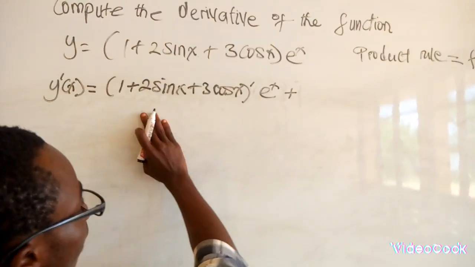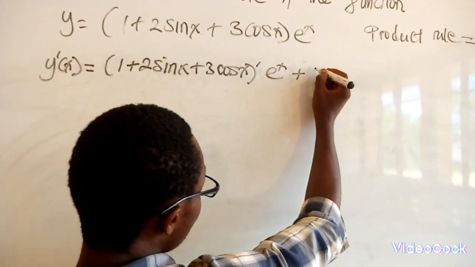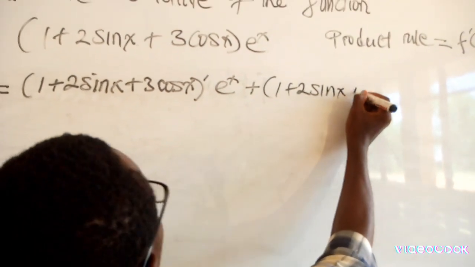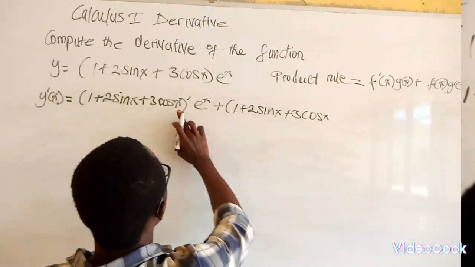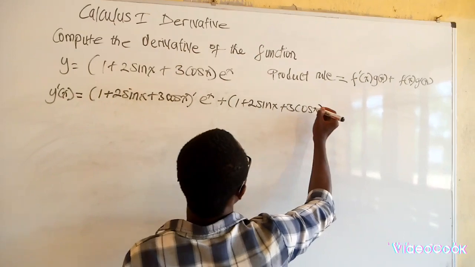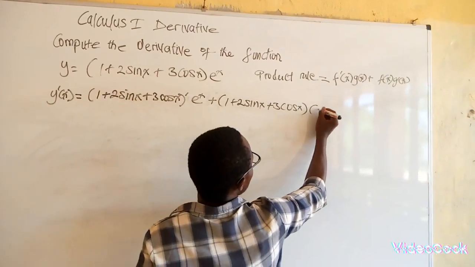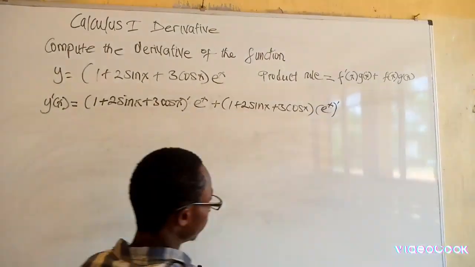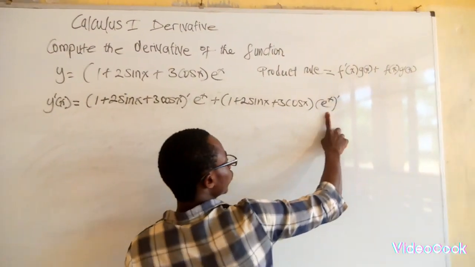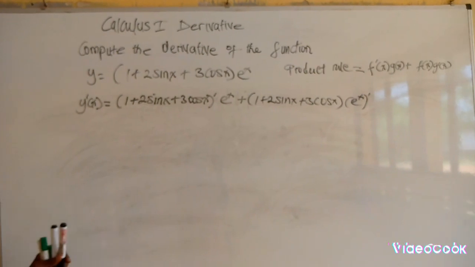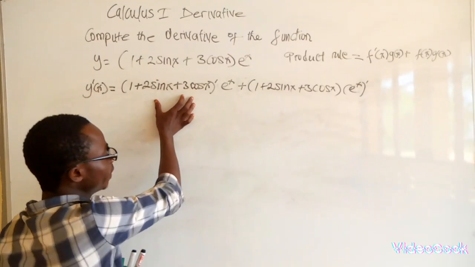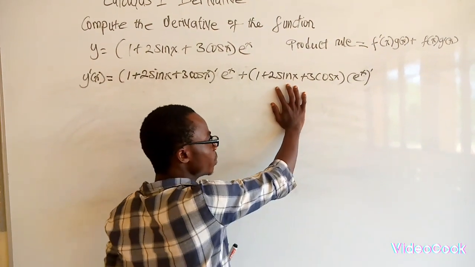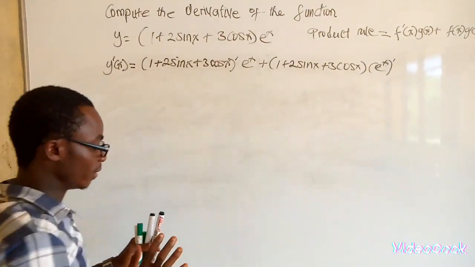Now let's get the next step. Here we still have (1 + 2 sin x + 3 cos x) times e to the power of x, and this is raised to the prime. In this term we are going to differentiate here, leaving this. We are not going to touch this, but we are going to differentiate this term. That's the product rule.